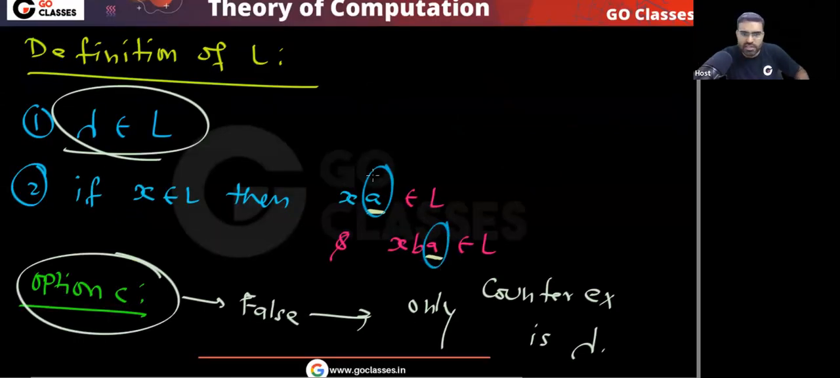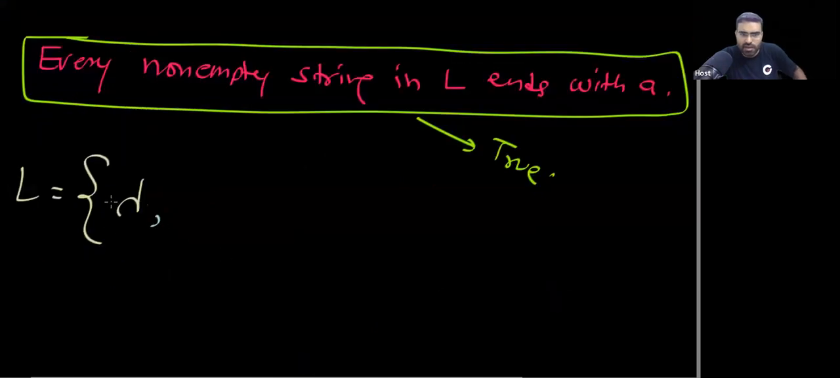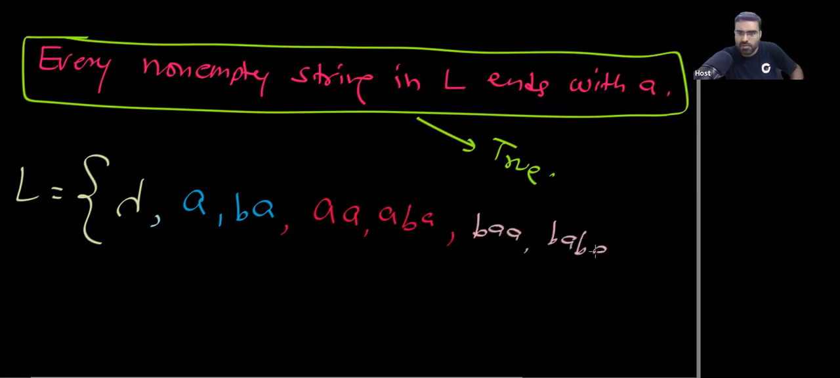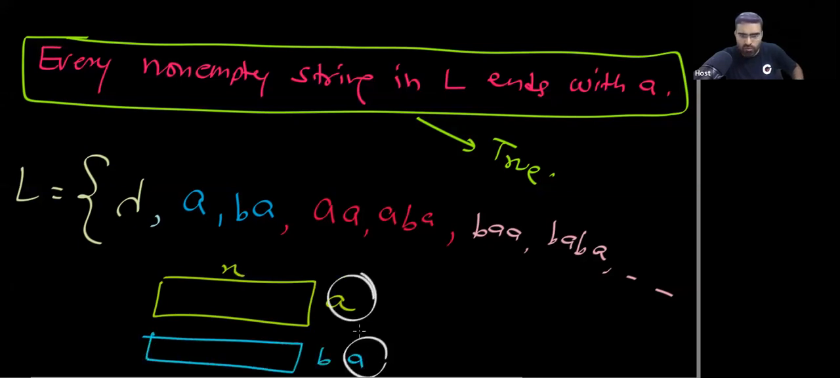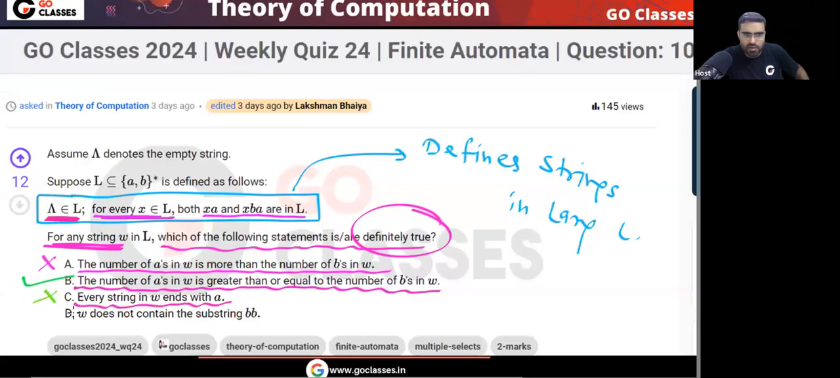So can you notice, other than this empty string, every other string is ending with A? Because ultimately, whatever string you have, either you are putting A at the end or you are putting BA at the end. But the point is you are always ending with A. Very simple, right? So this option C is false.